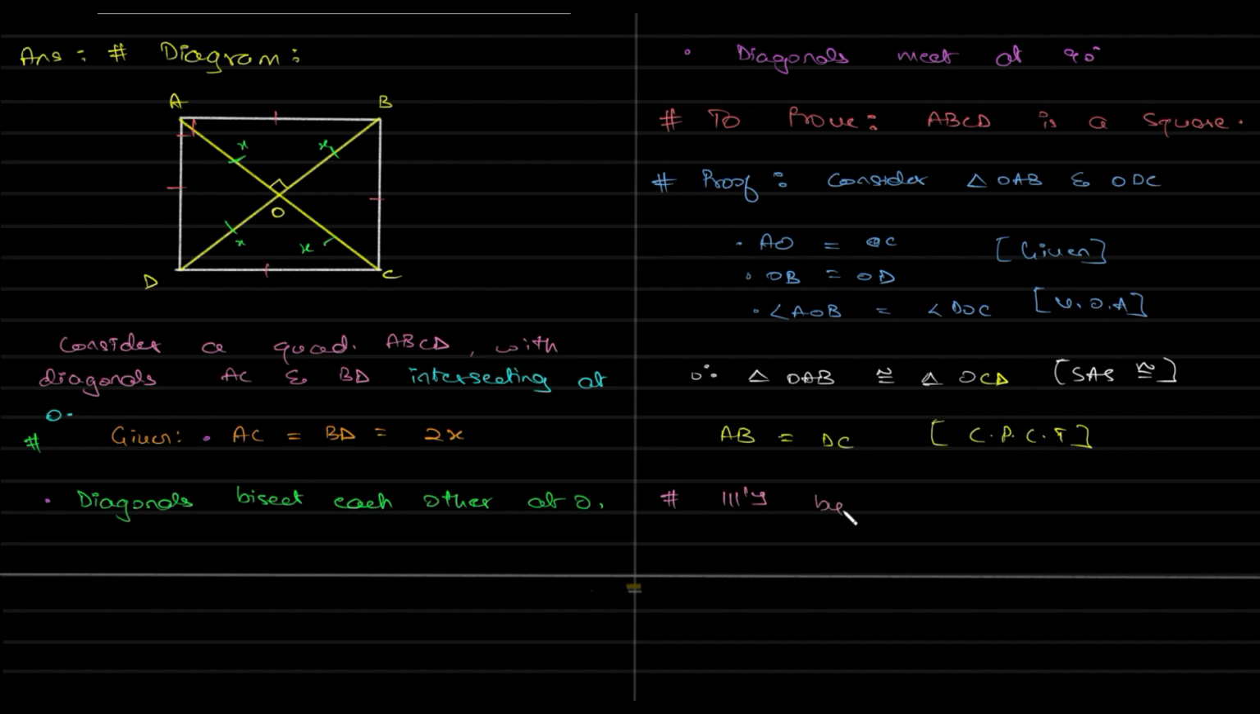Similarly we can prove triangle ODA is congruent to triangle OBC. Thus, AD is equal to BC. So we have the opposite sides to be equal. Now, if I prove that two adjacent triangles are congruent, then all the sides are equal.